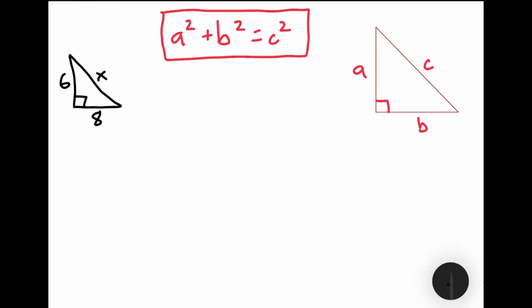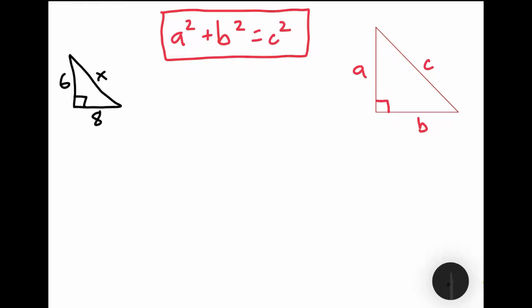So let's use the Pythagorean theorem on our left-hand side to solve and find our hypotenuse, which is x. In this triangle, we have two legs, the number 6 and the number 8, and we have our hypotenuse that's missing, identified as the variable x. So the first step in solving with the Pythagorean theorem is identifying your legs and your hypotenuse.